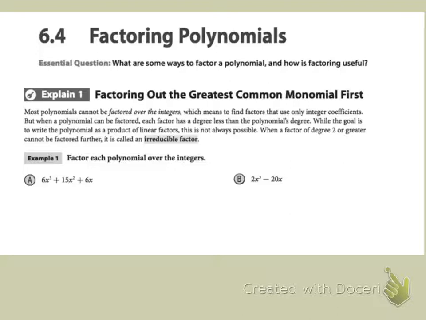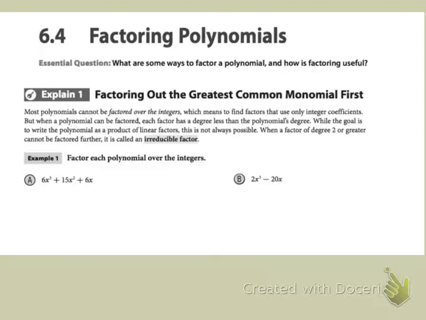Sometimes people will just say it's not factorable. But sometimes they'll use the term irreducible factor, so that maybe you've done some factoring, but then you get down to a point where you have a degree 2 or higher and you can't break it down any further. Then you might say that that particular factor is irreducible, it can't be reduced anymore.